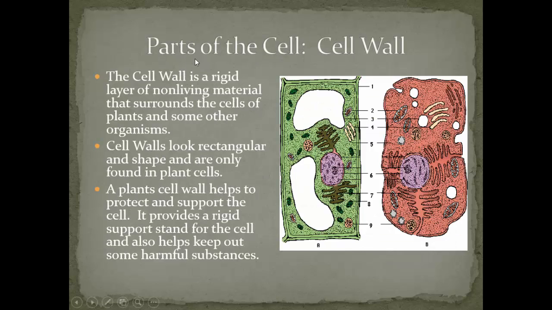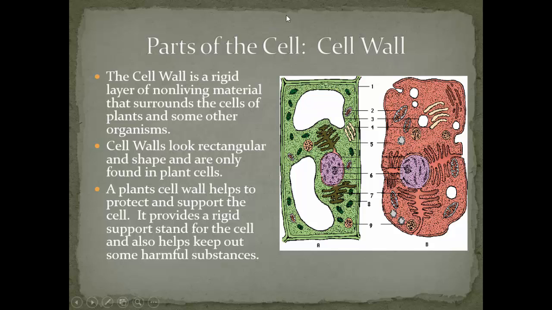So we're going to start talking about the organelles. The first organelle we're going to speak of is the cell wall. Now this is an image of a plant cell, and this is the image of an animal cell. Notice that the plant cell is kind of rigid. It has a rectangular shape. The animal cell is kind of gelatinous. That's because only the plant cell has a cell wall.